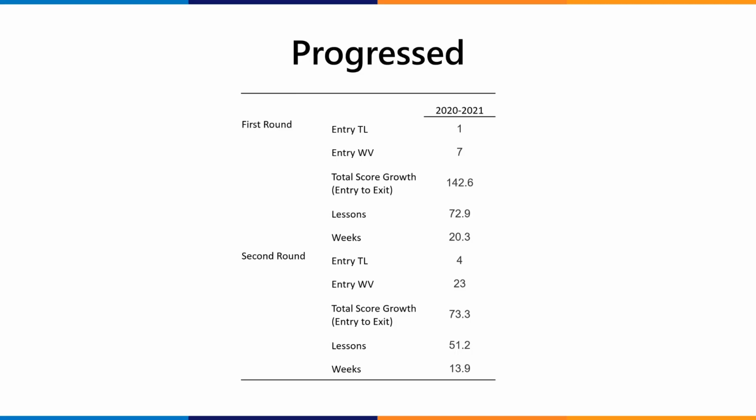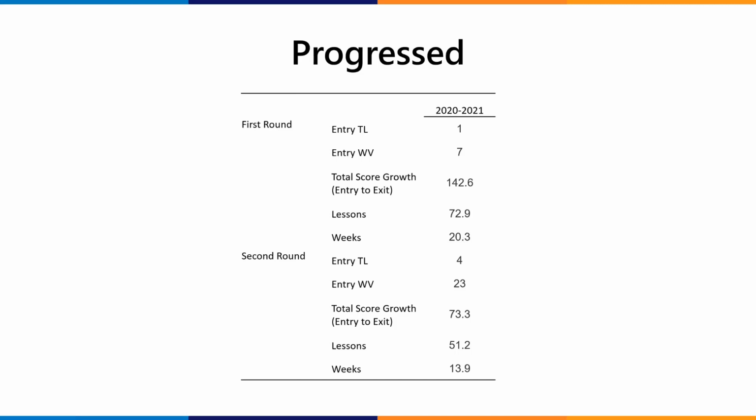So this, numerically, is what our progressed children looked like this year. They came in at about a text level 1, writing vocabulary 7, made about 142 points of growth, 143 if you round that up. They got about 73 lessons and were in Reading Recovery for about 20 weeks in that first round.